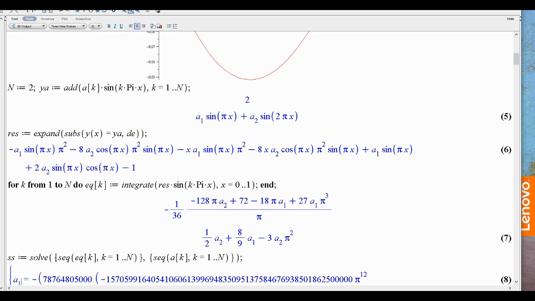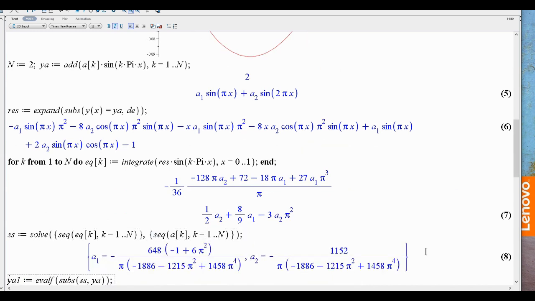Solve, within curly brackets, the sequence of equations EQK for k from 1 to n. Solve it for the sequence of variables AK for k from 1 to n, and it will give me this solution. These are the solutions. You can see that in analytical work the expressions can be a bit complicated, but Maple is doing it. We won't worry about it.